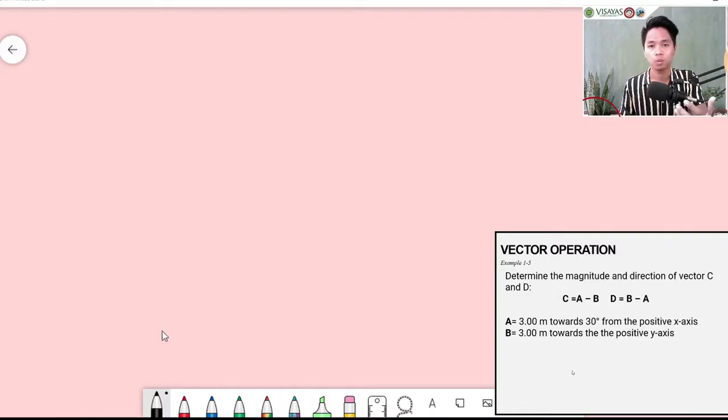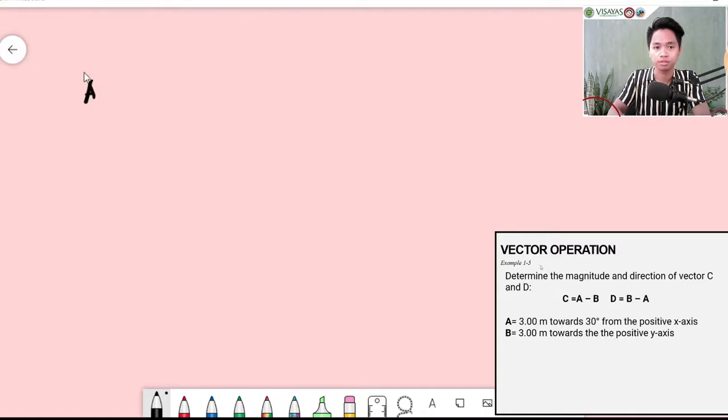Again, it would be very easy for us to perform vector operations if that is in component form, right? So I guess at this very example, 1.5, you have already practiced your skills in expressing vectors in component form. That would be a very easy skill siguro to master, right? So let's start with A.